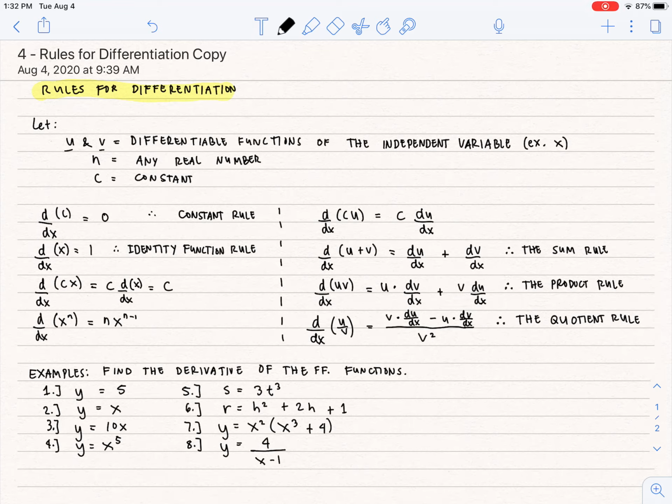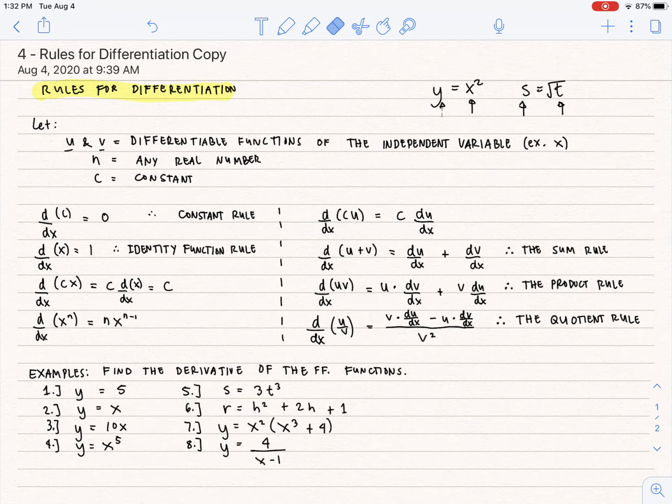So, di ba, dili man siya always na x lang ang independent variable, nagadepende na siya sa problem. Say for example, we have y is equals to x squared. Therefore, the independent variable of this function is x, then the dependent variable is y. Then another example, s is equals to square root of t. So our independent variable is t, and then our dependent variable is s. So, s depends on the value of t.